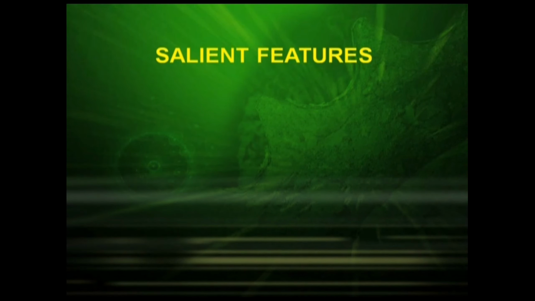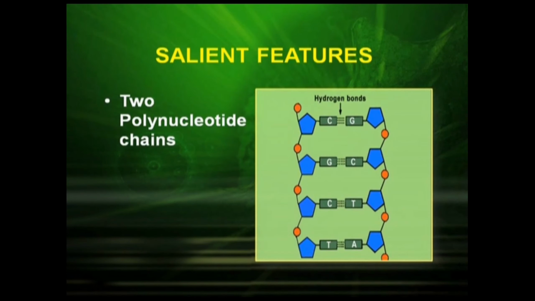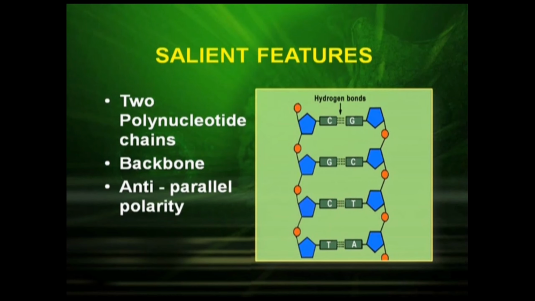Now let us see the salient features of DNA. The two polynucleotide chains are anti-parallel. The backbone is made up of phosphate and sugar. The anti-parallel polarity is from 5' to 3' and from 3' to 5'. The nitrogenous bases are joined together by hydrogen bonds, that is, A pairs with T and G pairs with C. There is a difference in the hydrogen bonds between AT and GC.